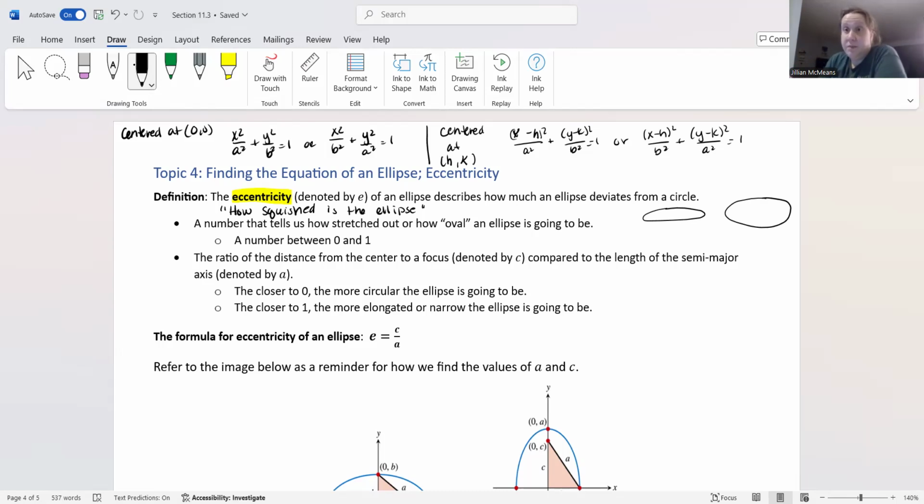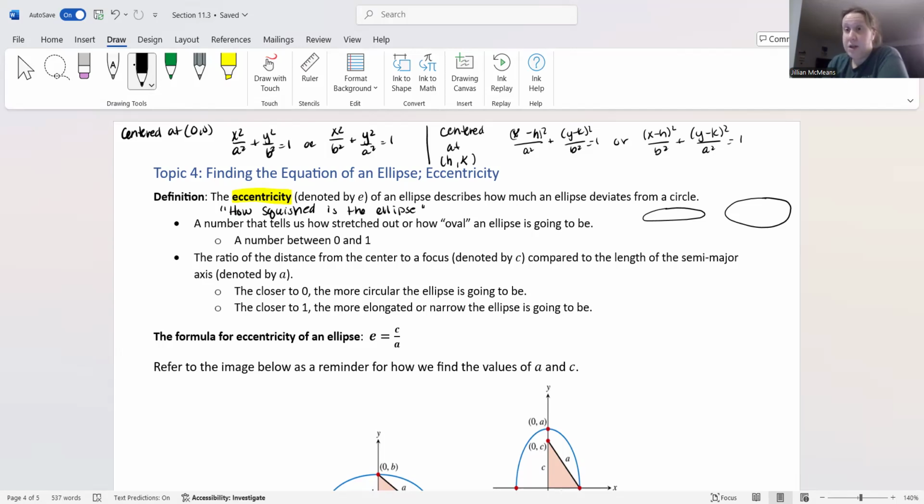So it's just a number, like a constant value. And again, it tells us how oval this shape is, how squished this shape is compared to a circle. All right. Now it's going to be a number between 0 and 1, and you're going to find out in just a bit why.